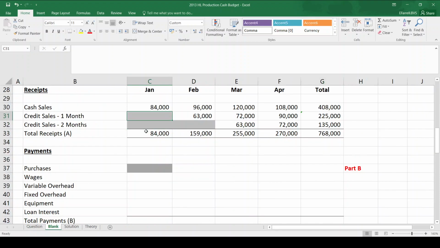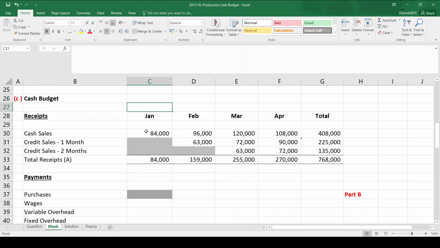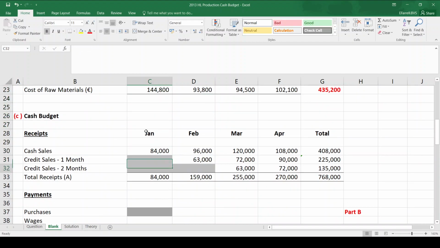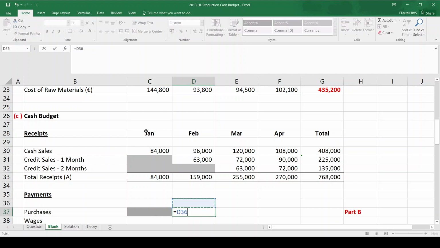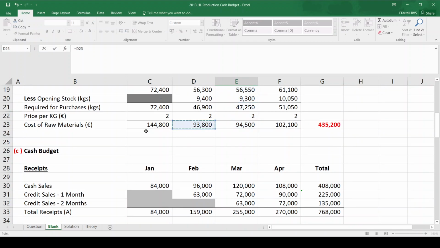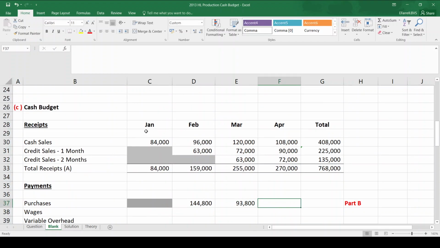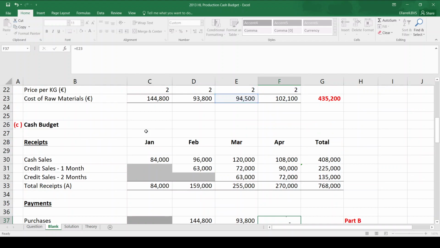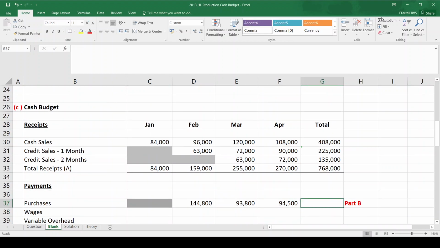So my purchases, and again, in January, I'm not going to pay for any purchases because there are no purchases 1 month earlier in December. In February, I'm going to simply pay for January's purchases from Part B. In March, I'm going to pay for February's purchases. And in April, I am going to pay for March's purchases. And it's going to total those across.